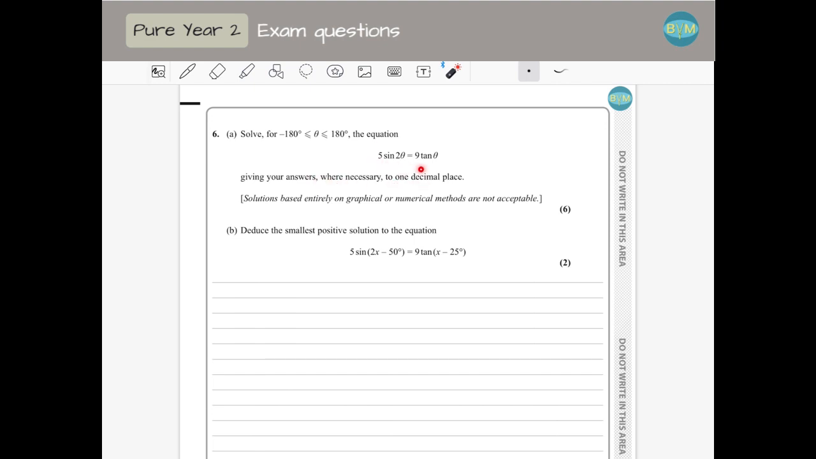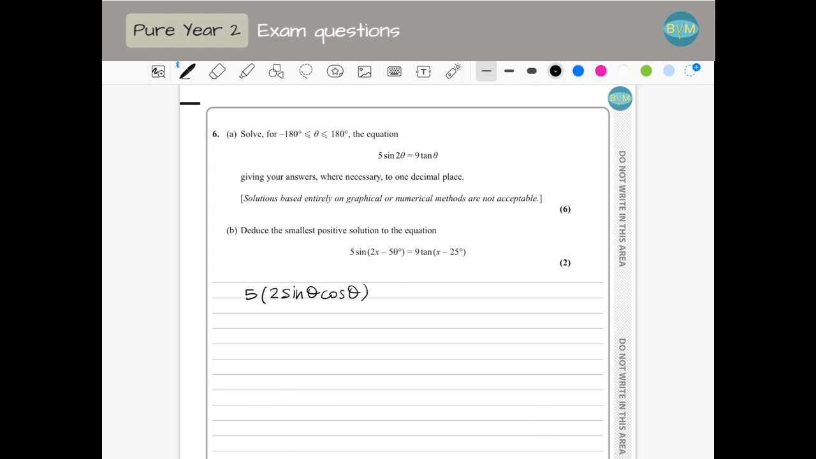So we can start, for example, using the double angle formula for 2 theta. Because we have 2 theta in one term and theta in the other, we have to have the same in both of them. We cannot solve the equation until then. So I can write that sine 2 theta is the same as 2 sine theta cos theta.